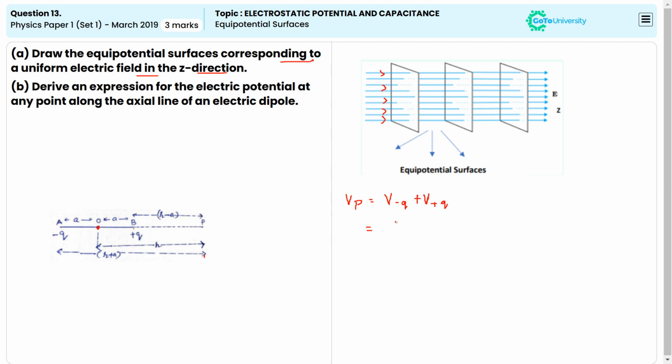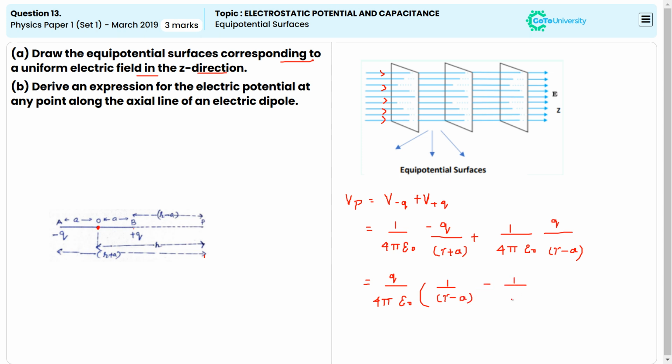Then we can write it as 1 upon 4 pi epsilon naught times minus Q divided by R plus A, plus 1 upon 4 pi epsilon naught times plus Q divided by the distance R minus A. Then we can take the common factor Q upon 4 pi epsilon naught, times 1 upon R minus A minus 1 upon R plus A.